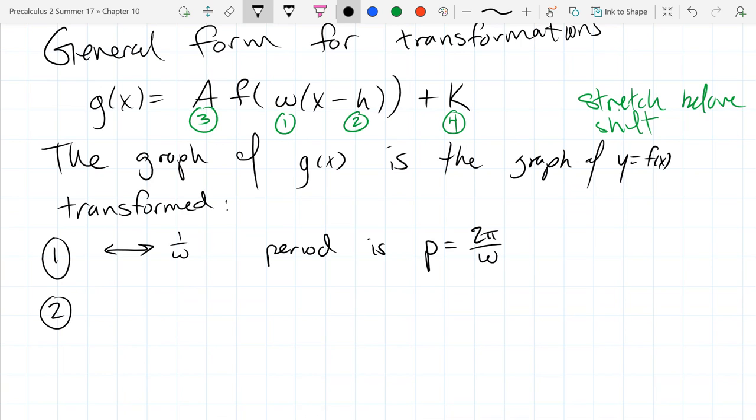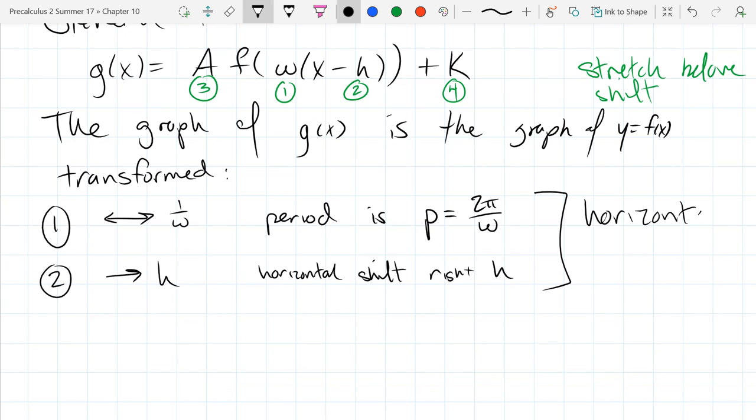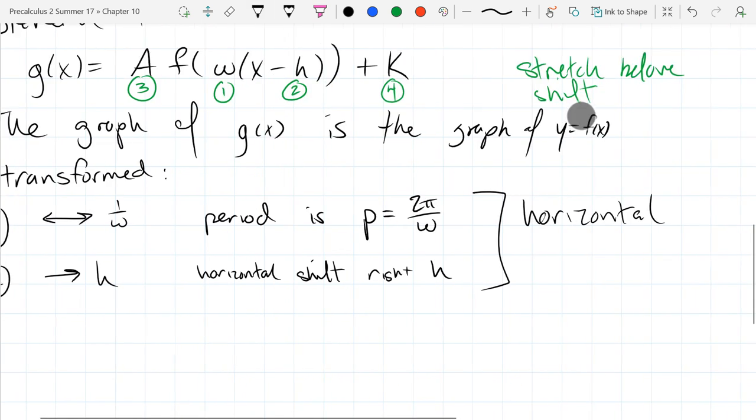And next up, we're going to shift to the right H. And they call this a phase shift. I'm just going to call it a horizontal shift. We're going to go to the right H. It's a little bit strange. If H is negative, you're going to the right. If H is positive, you're going to the left. So these are both horizontal. And they're always the reverse of what they look like.